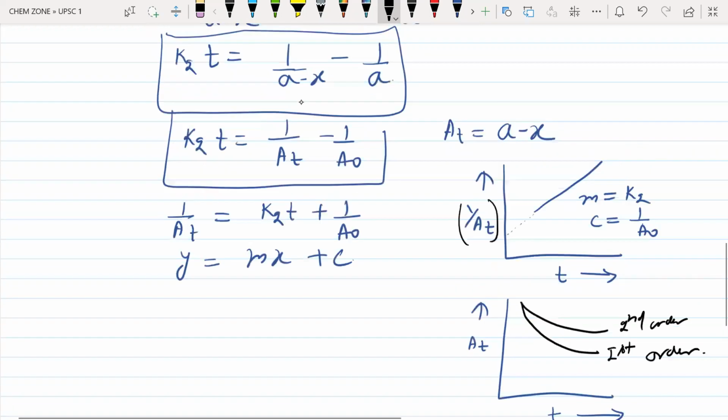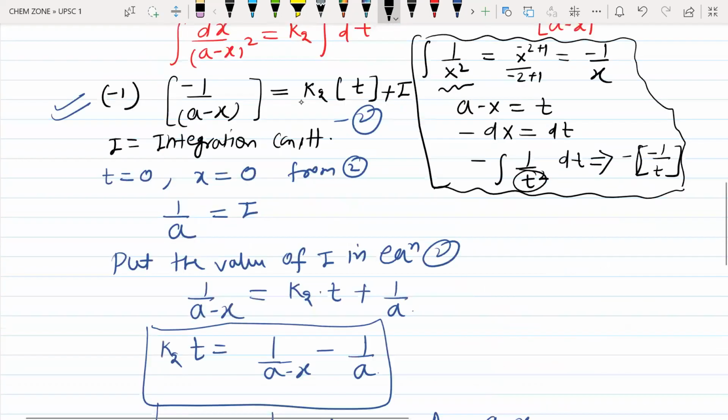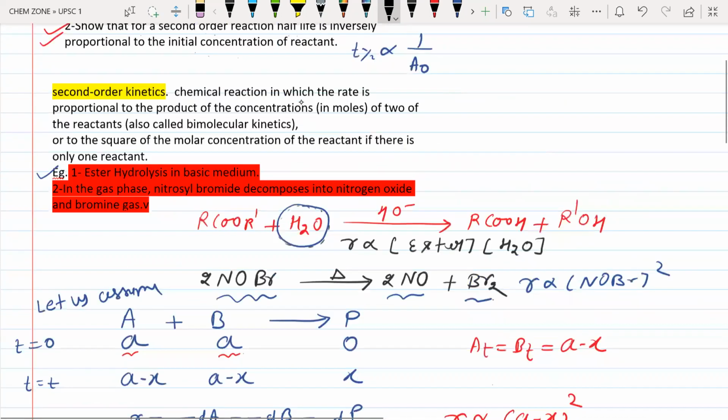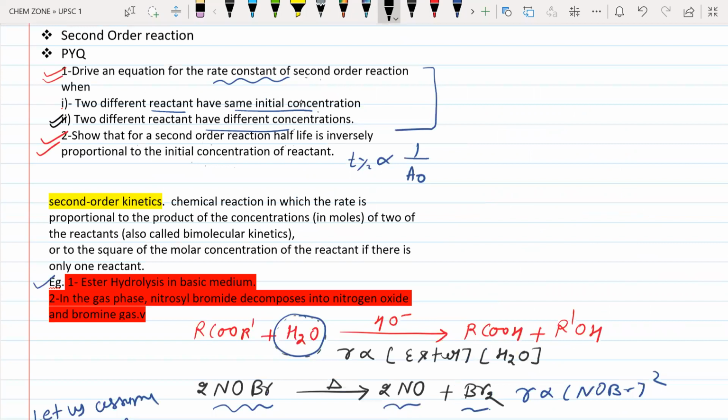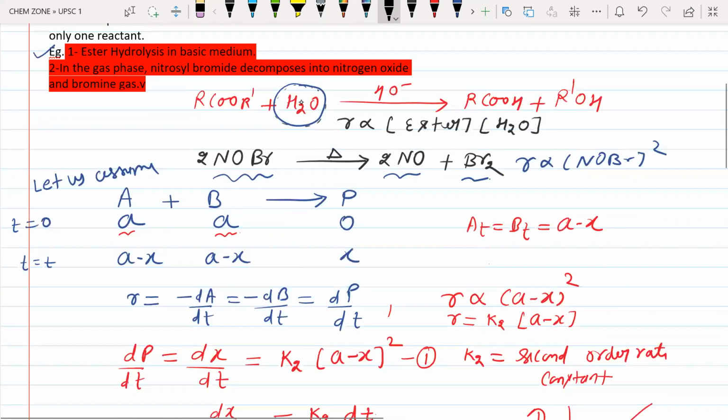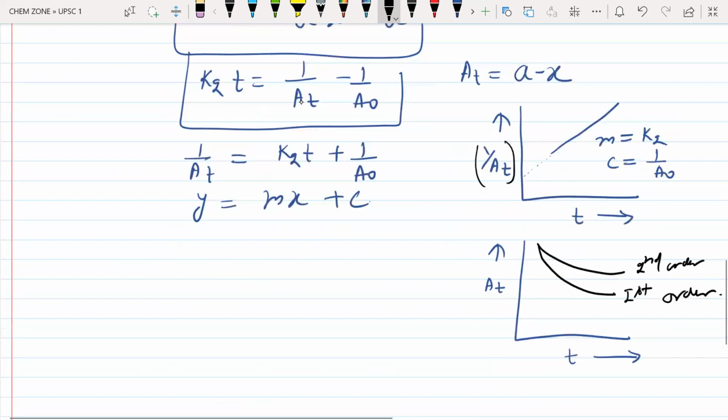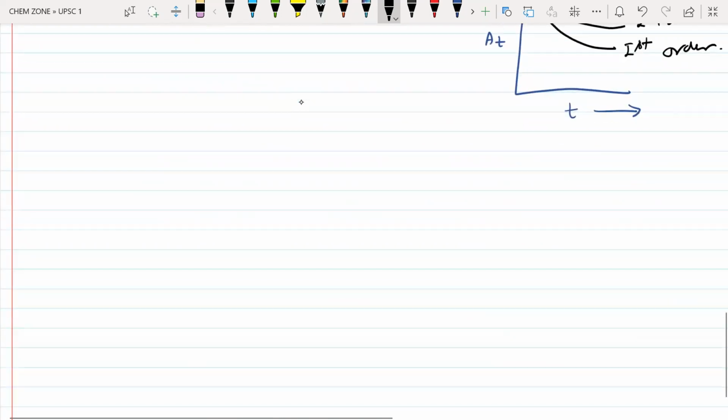Now, as we already discussed initially, in the previous series also it was asked what is the value of rate constant when two different reactants have different concentration values. Again, I'm repeating, there are different methods to find out the value of rate constant, but I'm trying to give you the best method.